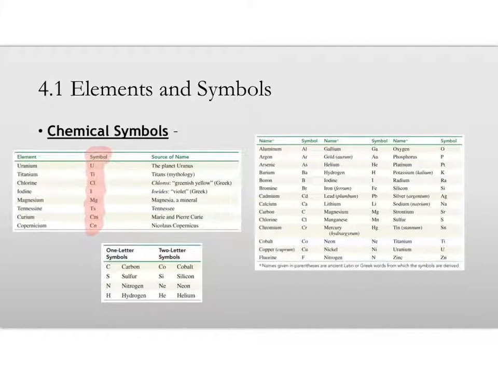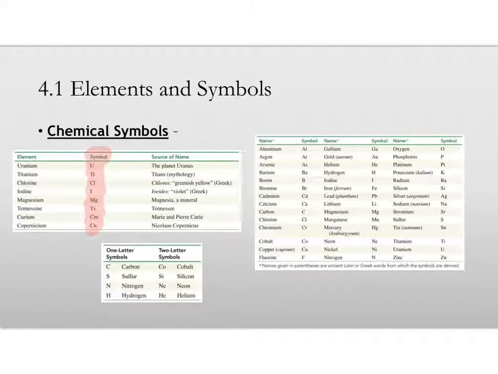Chlorine comes from chloros, which is the ancient Greek word for a greenish yellow. Iodine comes from ioides, which means violet in Greek. Magnesium comes from magnesia, a mineral. And actually, that comes from the name of the place where that mineral is found.